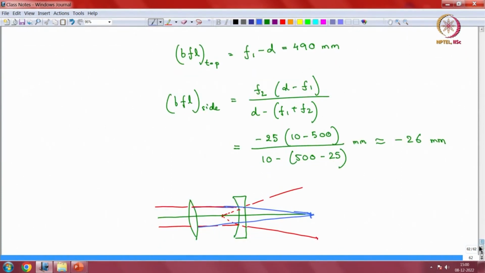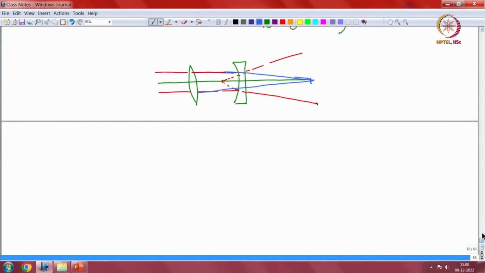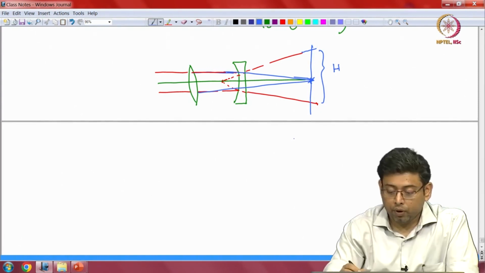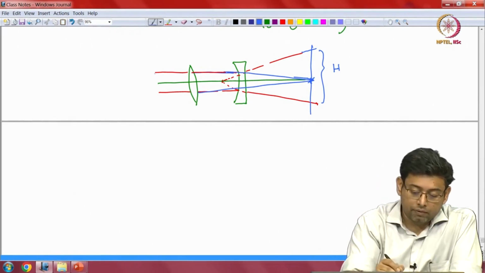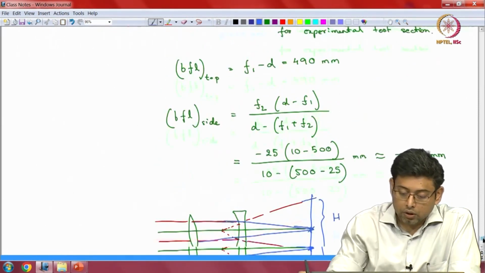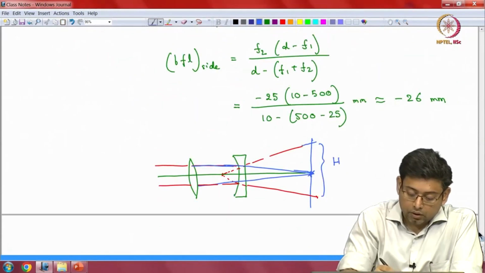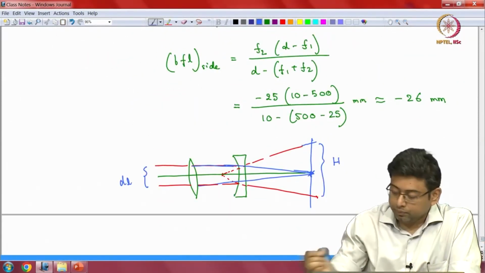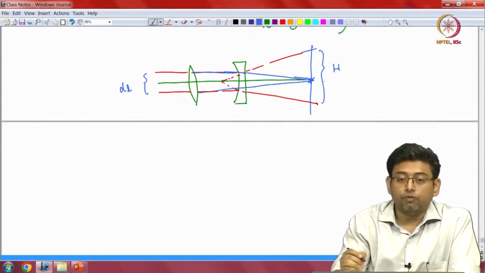You can see that I cannot draw both cross sections for the lenses simultaneously, so I will just keep it at that. At this location there must be a height. If this is the back focal plane, there is a certain span of this laser light sheet, and the question is to find out this particular span if this D laser is already given to you. So, this diameter is given to us, and then the question is to find this H.